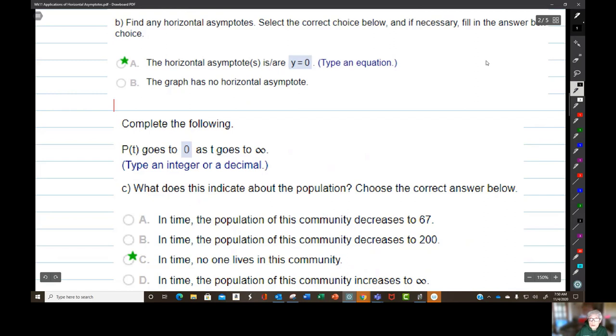The horizontal asymptote is, here we go. P of T is going to equal 400T, that's the highest degree term on top. It's also the only term on top, and the degree is 1, because t is to the 1 power, over 2t to the second power. The top is degree 1, and the bottom is degree 2.